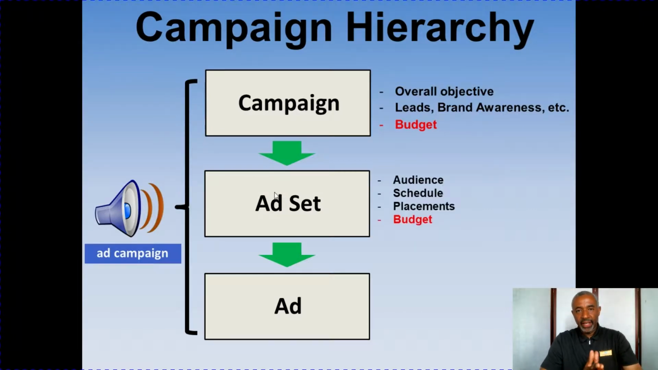Next is the ad set. Now, a lot goes on with the ad set. You're going to define your audience, set your schedule, determine your placements, and previously you could assign a budget at the ad set level. So your audience, that's who you're going to show your ads to. Your schedule is, when are they going to show? Your placements are, where are they going to show? Are they going to show on Instagram and Facebook? If they're showing on Facebook, are they going to show in the right column? Are they going to show in the audience network? Those are all things that are identified at the ad set level.